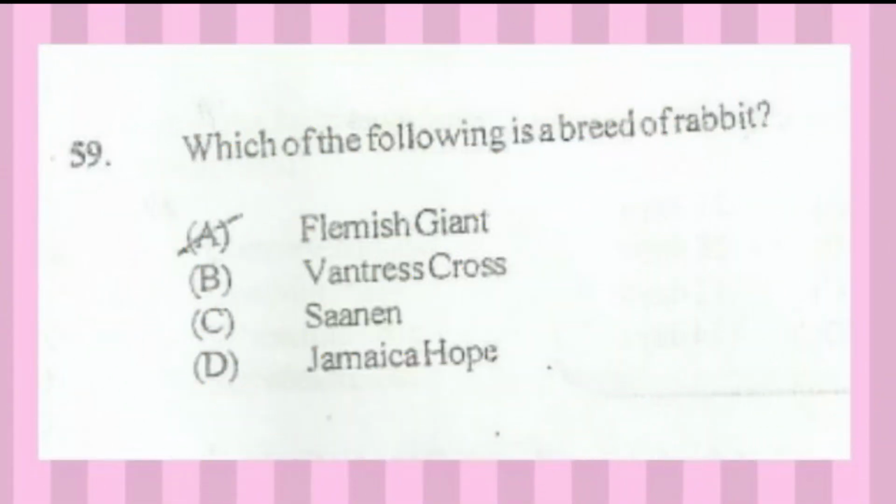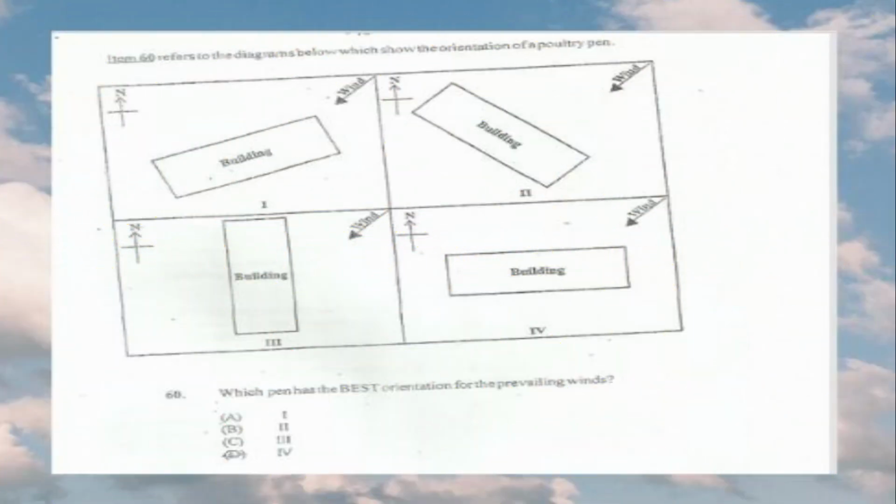Question number 59. Which of the following is a breed of rabbit? A. Flemish Giant, B. Vantress Cross, C. CNN, D. Jamaica Hope. The answer is A. Flemish Giant. Question number 60. Item 60 refers to the diagrams below which show the orientation of a poultry pen. Which pen has the best orientation for the prevailing winds? A. 1, B. 2, C. 3, D. 4. The answer is A. 1. More breeze will pass through the poultry house in that direction.